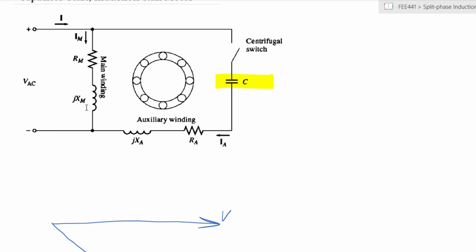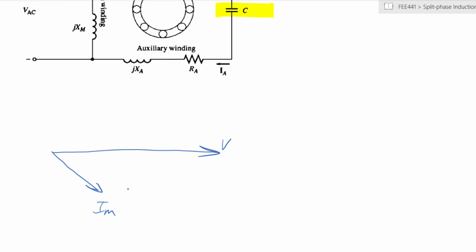Now, what do we want? We want to have an angle alpha, which is the angle between the main and the auxiliary, and the biggest possible angle that we can have, like what we had seen in the two-phase machines, was 90 degrees. So what we want to generate is a 90-degree angle between your IM and your IA.